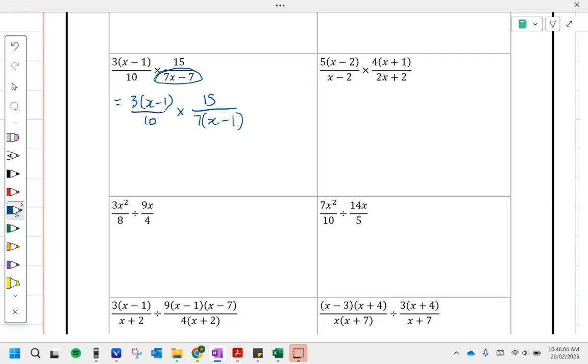And now we can start cancelling. x minus 1s are exactly the same. 15 and 10 are both divisible by 5. That becomes 3 and that becomes 2. And now we can multiply across. 3 times 3 is 9 over 2 times 7, 14. Pause the video, have a go with this one.